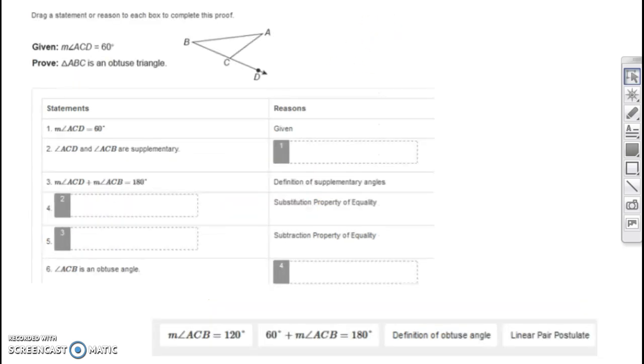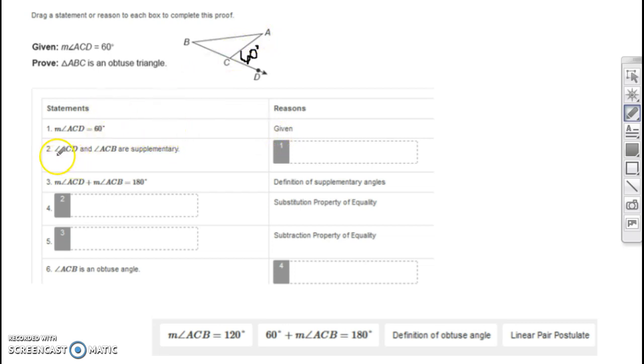All right, let's try one more. So we're given that the measure of angle ACB is 60 degrees. I'm going to go ahead and put that in my picture. ACD, this one is 60. And we're trying to prove that triangle ABC is an obtuse triangle. So we always start with what we're given. The measure of ACD is 60 degrees.